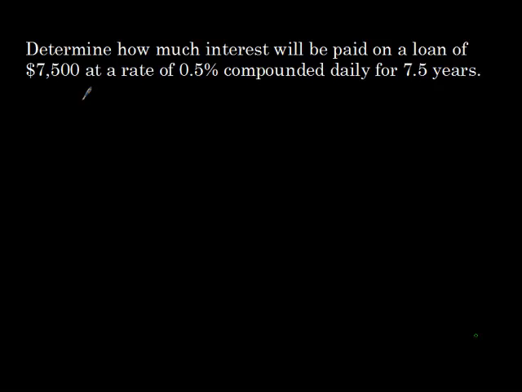Our formula for compound interest is a little bit more involved than our formula for simple interest. It looks like this: FV equals PV times the quantity of 1 plus r over n, raised to the n times t power. Because of this, we have a couple more variables we have to look at. Some of them might be unfamiliar to you.